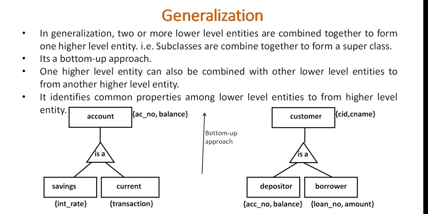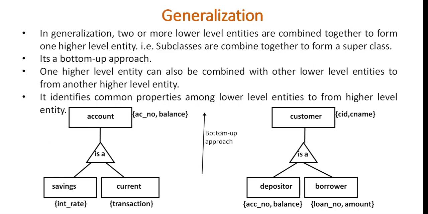Like depositor is having account number and balance deposited in a bank, and borrower is having loan number and amount of loan. Okay, so on the basis of this attribute we can differentiate depositor and borrower. But both these entities are having common attributes, that is customer ID and customer name. So by considering these common attributes, we can say depositor and borrower are customers in a bank.